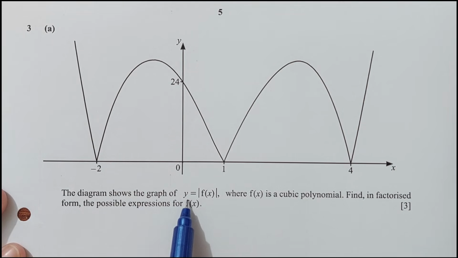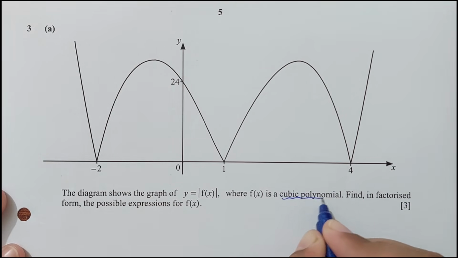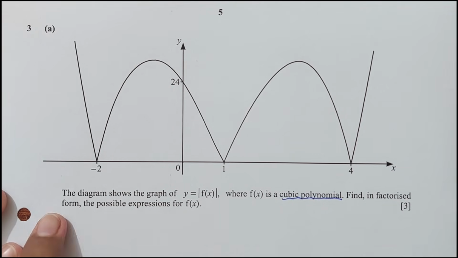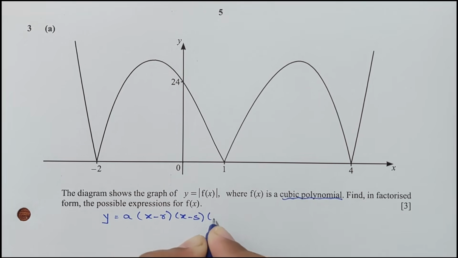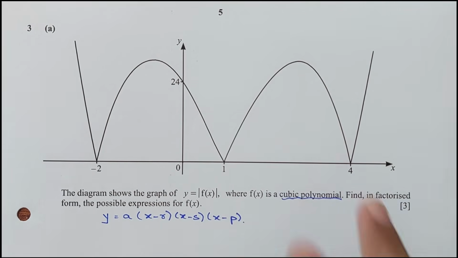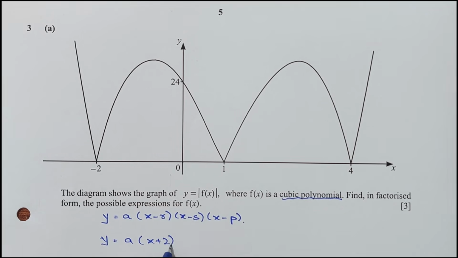The diagram shows the graph of y equals absolute value of f of x, where f of x is a cubic polynomial. Find in factored form the possible expression for f of x, right? For a cubic polynomial, the equation is y equals a times x minus r, x minus s, and x minus p. Okay, p, r, s are the zeros, we can say. So y equals a times x plus 2, this is minus 2, x minus 1, and x minus 4.